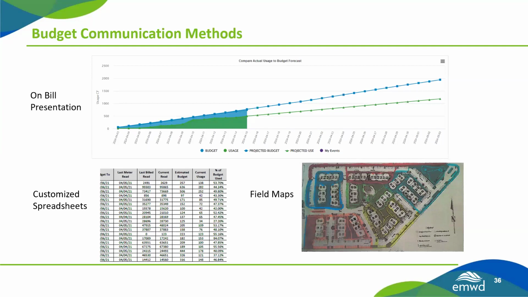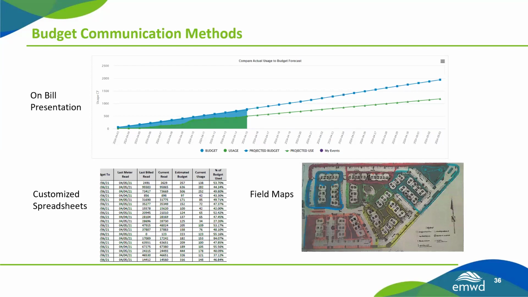Now at the bottom there, the customized spreadsheets and field maps, we've needed to use those mostly for large landscape sites that have multiple meters. Some of them are loop meters. The field maps we use, we just create customized Excel spreadsheets and send them to them. Some people want them monthly. Some people want them weekly. But the field maps, we've tried a variety of different methods.